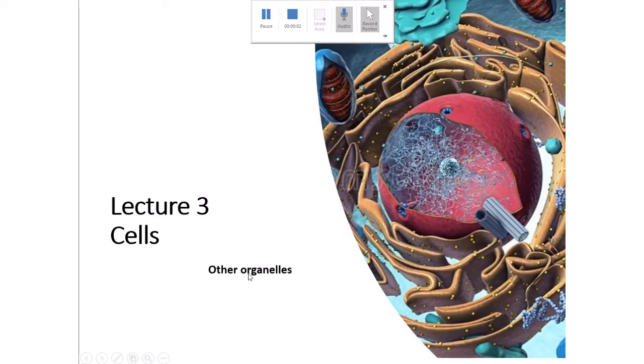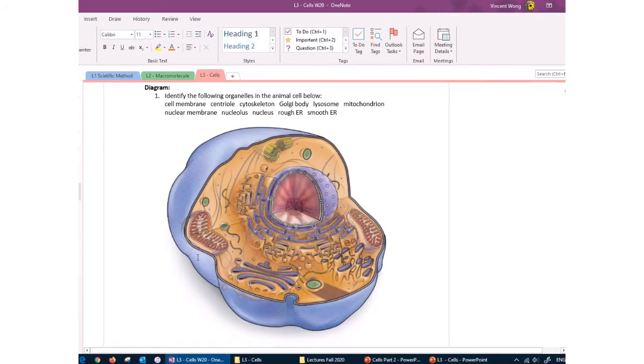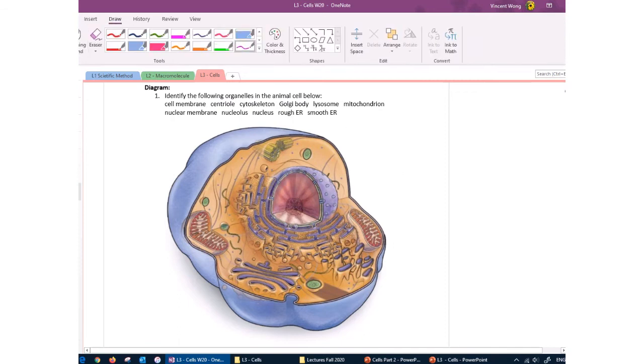So before we talk about other organelles, I think it's a good idea to take a pause and go to our study guide, and we try to label as many things as we can from this diagram. If you haven't already, please go ahead and download a copy of this study guide from eCentennial and come back to the video, and we're going to label it together.